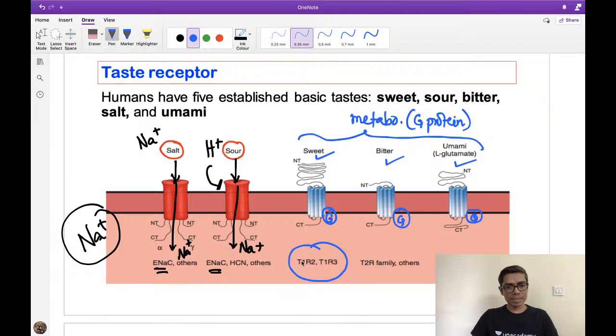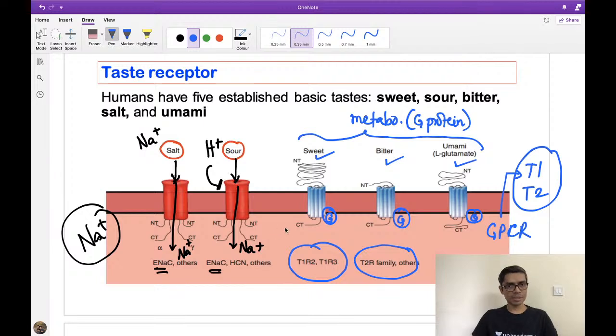So T1R2, T1R3, and this is the T2 family. So please remember, if I have to remember which kind of G protein coupled receptor, or GPCR, is giving this kind of taste sensation, you have to remember two families: the T1 and T2 family of G protein coupled receptors.